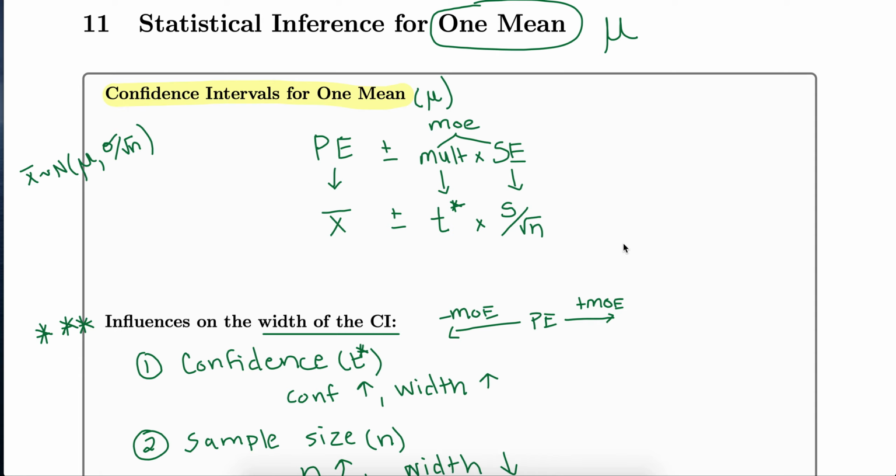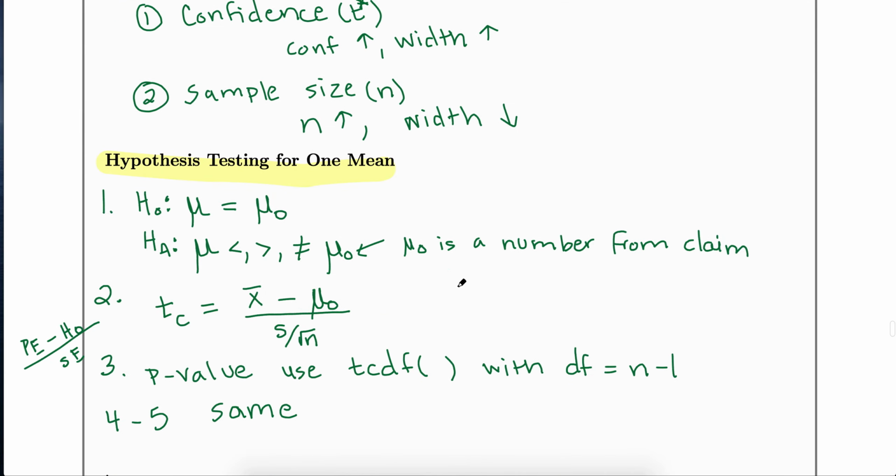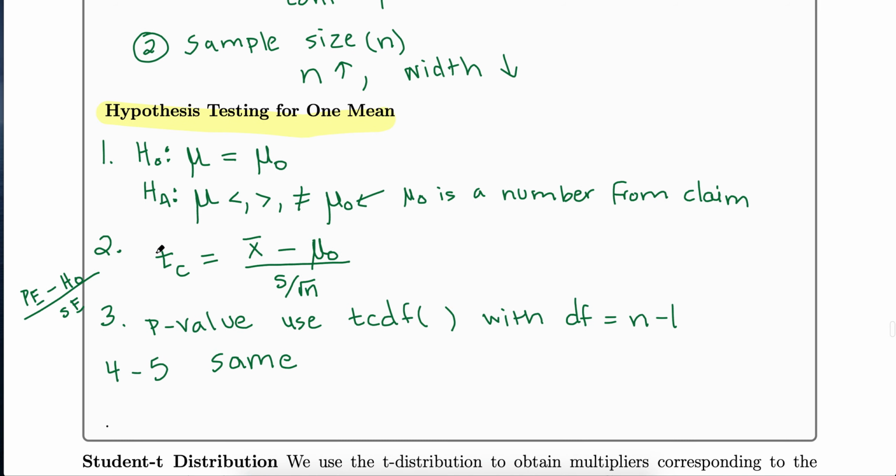In the last video we set up the framework for inference for one mean. We noticed when we were talking about hypothesis tests, our multiplier was no longer z star, we had this t star. And similarly, for the hypothesis test, instead of z-calc for our test statistic, we called it t-calc and said we would find the p-value associated with that using t-CDF instead of normal CDF.